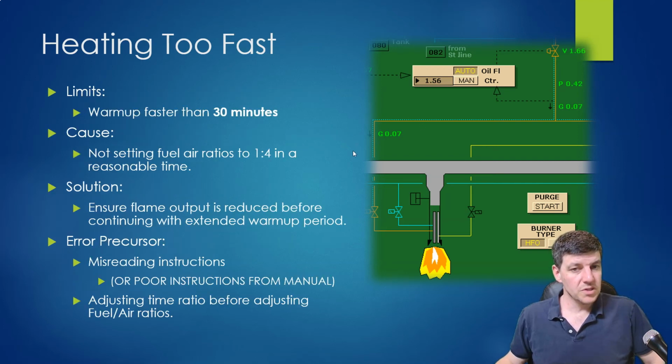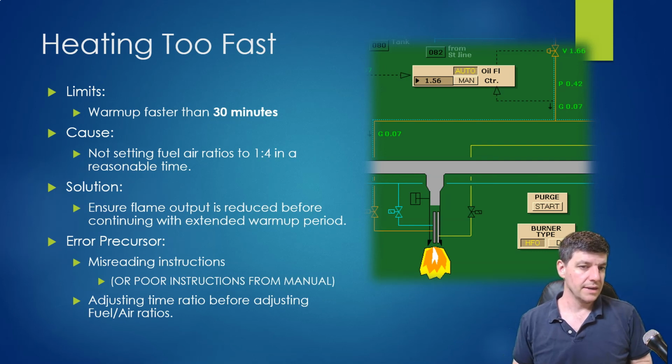So just as a summary, the warm-up ends up being faster than 30 minutes. And that's caused by not setting your air-fuel ratios to a 1:4 ratio in a reasonable amount of time. And the solution: ensure that the flame output is reduced before continuing with the extended warm-up period. And your error precursors for that: misreading the instructions, or I'll say poor written instructions from the manual. So that caused some confusion.